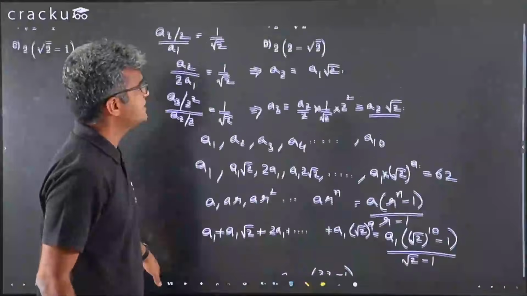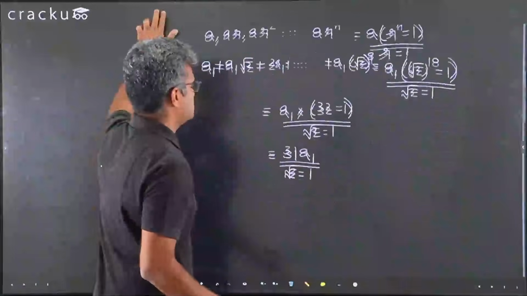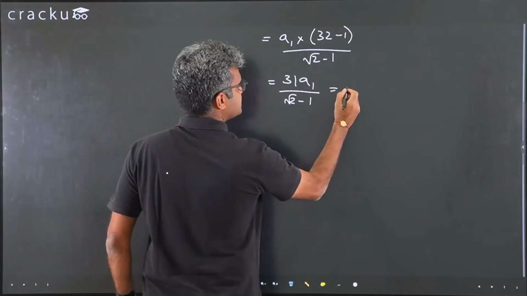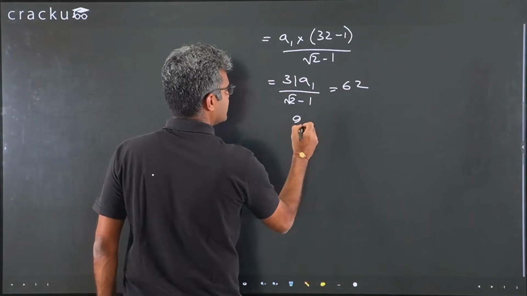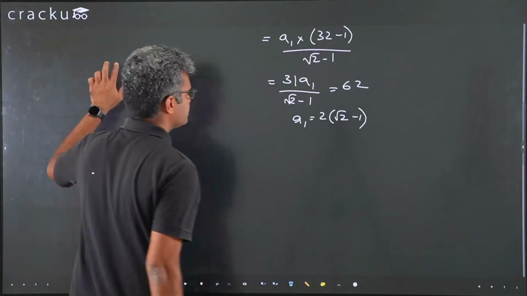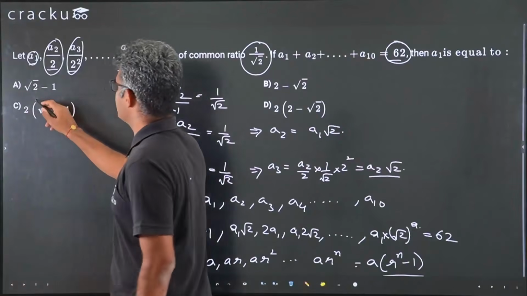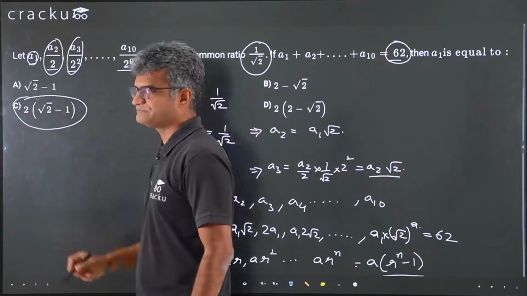This we are told is equal to 62, so the value of a1 is equal to 2 times root 2 minus 1. So the answer for this question is option C, 2 times root 2 minus 1.